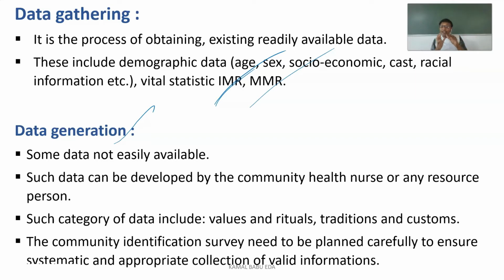The community identification survey needs to be planned carefully to ensure the systematic and appropriate collection of valid information. So we need to plan a proper survey and generate proper questionnaires and questionnaire techniques whenever you are going to collect the data. Based on a systematic approach and appropriate collection of valid information, you can generate the data. So this is data gathering and this is data generation.